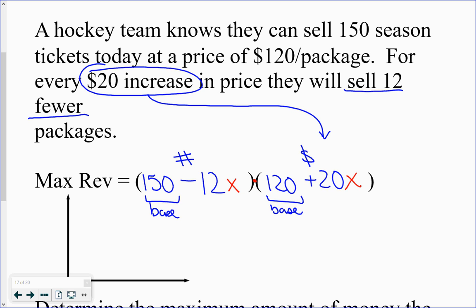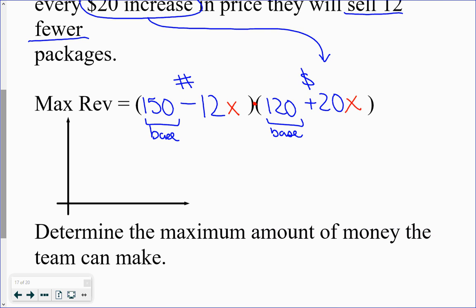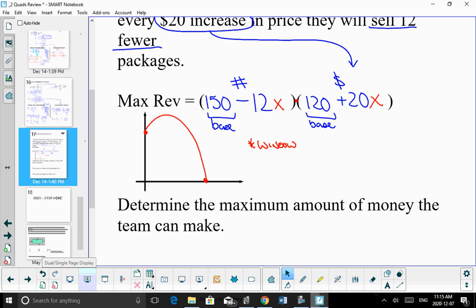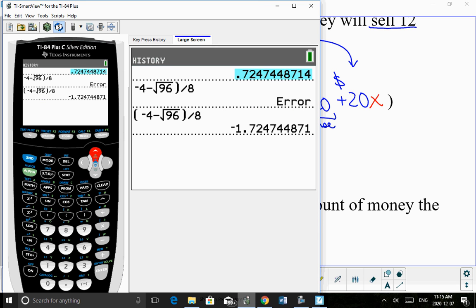Now, every one of these questions will look like this. So you do a dot, you go up, and you come down. The hardest part of this is your window settings. So let's go and plug this in on our calculator. Now they're all set up the same way. It goes base, base, and then one's going to be plus, one's going to be minus, and you just put that rate in there. Okay, so 150 minus 12x, 120 plus 20x.